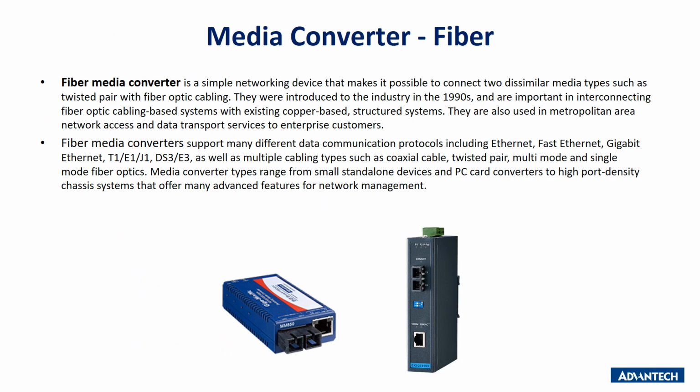Fiber media converter is a simple networking device that makes it possible to connect two dissimilar media types, such as twisted pairs, with fiber optic cabling. They were introduced to the industry in the 1990s and are important in interconnecting fiber optic cabling-based systems with existing copper-based, structured systems. They are also used in metropolitan area network access and data transport services to enterprise customers.